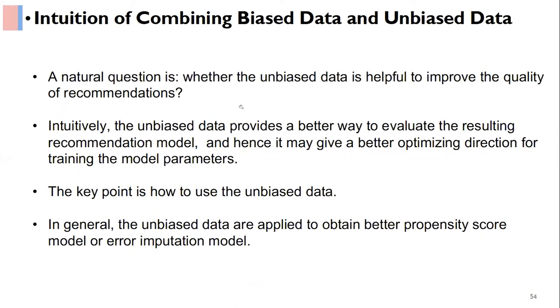A natural question is whether the unbiased data is helpful to improve the quality of recommendation. Intuitively, the unbiased data provides a better way to evaluate the recommendation model, so it may give a better optimization direction for training the model parameters. Now, the key point is how to use the unbiased data. In general, the unbiased data is applied to obtain a better propensity model or error imputation model.